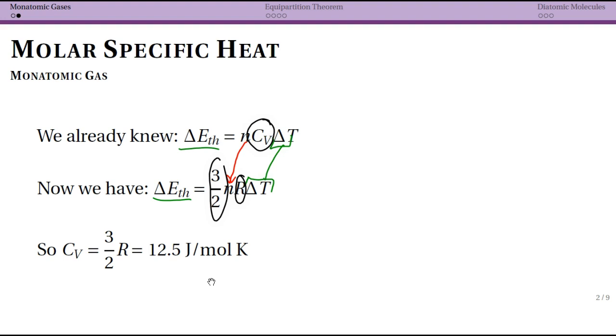The final thing to remember is that this molar specific heat was in fact different for diatomic gases compared to monatomic gases. So far this derivation we've done has only been for monatomic gases, so next we need to generalize to other types of substances.